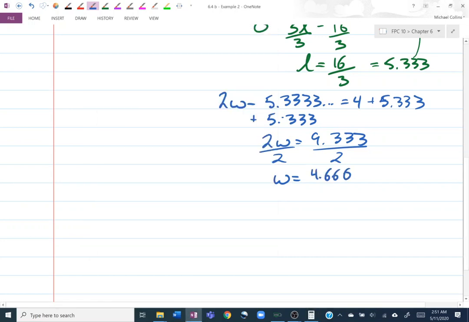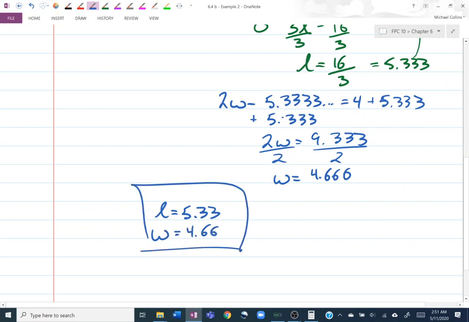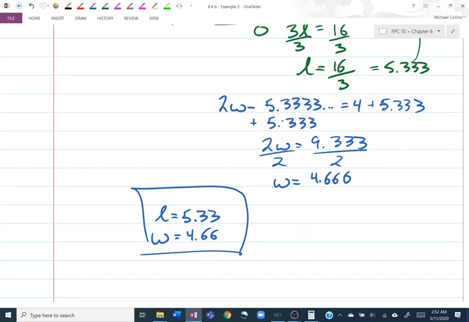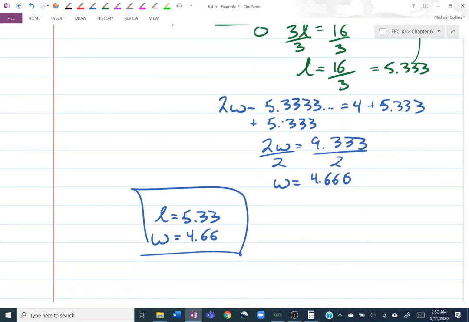So I get my solution. My length is equal to 5.33, and my width is equal to 4.66. Notice how if I chose to graph that one, it would be kind of gross, and it's actually substantially easier to do it algebraically. But it's up to you. Choose which one of those 3 methods you like most to try and solve them.